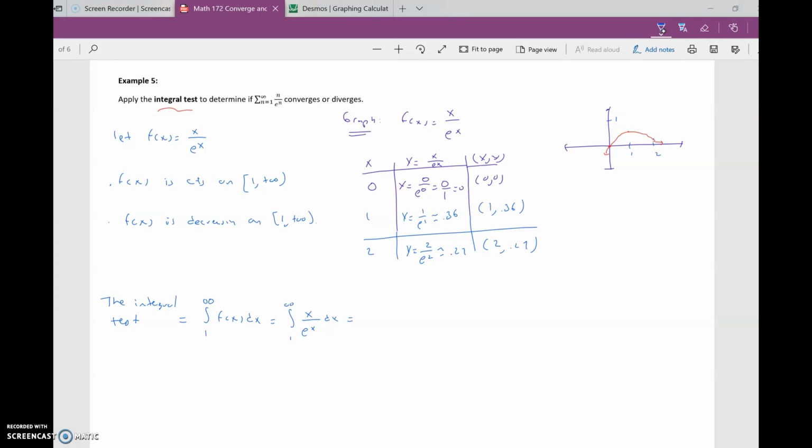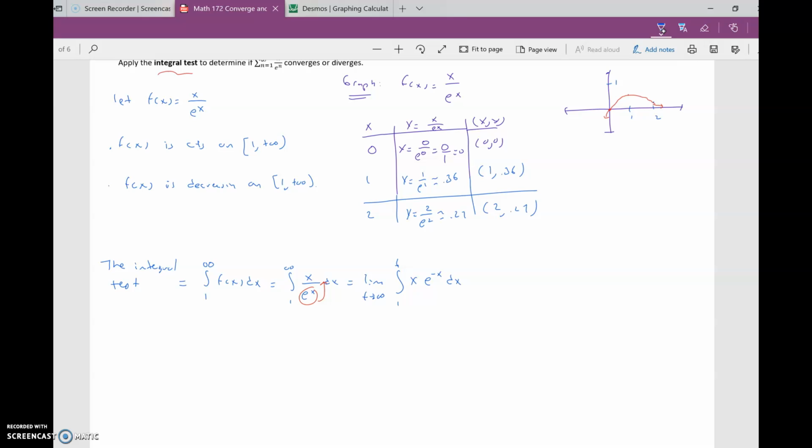which is actually going to translate as the limit as t approaches infinity of the integral from 1 to t. And let me just rewrite the e to the x on the top. It'll be easier to evaluate. And this is going to be x e to the negative x dx. And now that we have it in this format, it'll be easier to do by tabular.